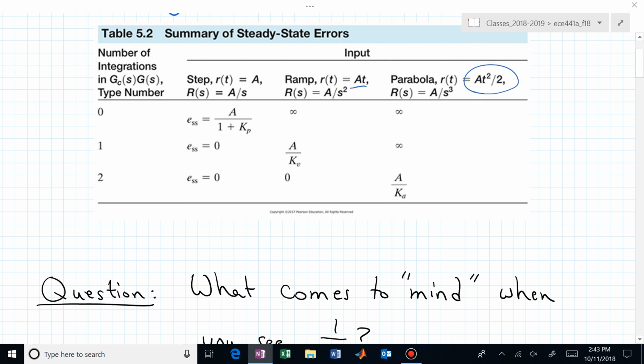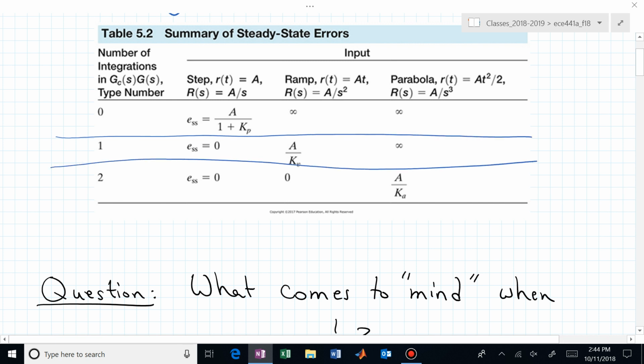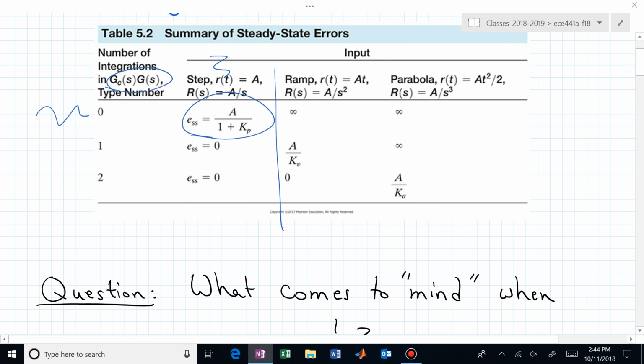And what we want to do is start to become comfortable with saying, oh, we have a system that's type 1, but we need to understand what it means when we say the number of integrations in G sub C G is 0 or 1 or 2, and that will then lead to a particular type of steady state error based on what particular input we're applying and what the system type is, type 0, type 1, or type 2.